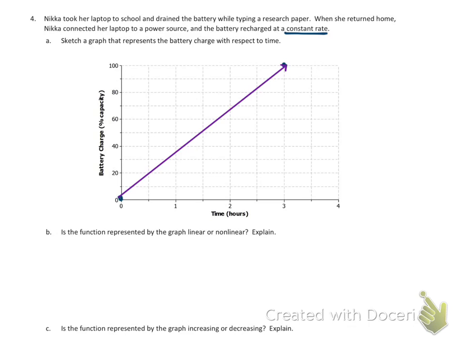The battery recharged at a constant rate. That means every hour it increased the same amount. Okay, so is the function represented by the graph linear or nonlinear? This is linear, because the battery charges at a constant rate.